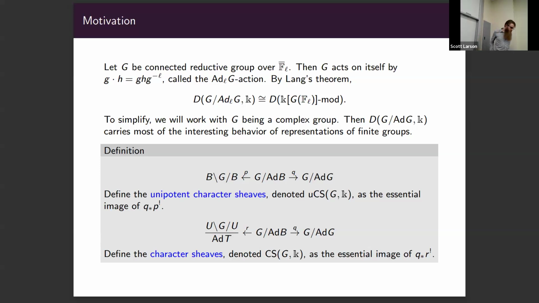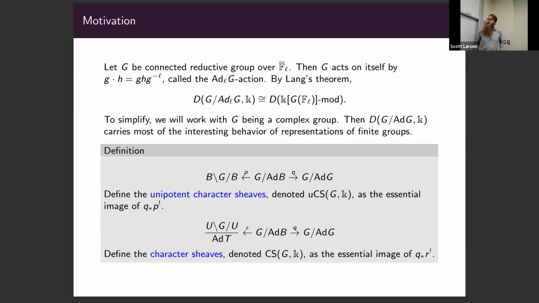Yeah. So are you assuming that l and p are not the same? Yeah, l and p are not the same. The only place that I'll ever use l that matters is this Lang's theorem part, where it's important that they're not the same. For the most part, I don't want to work over F_l bar for the ground field. I want to work over C, but this is just some motivation.